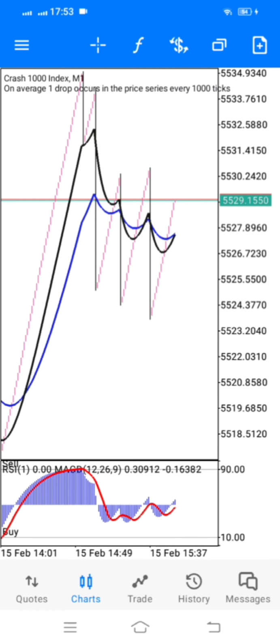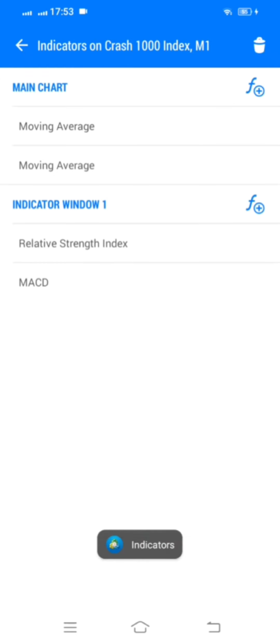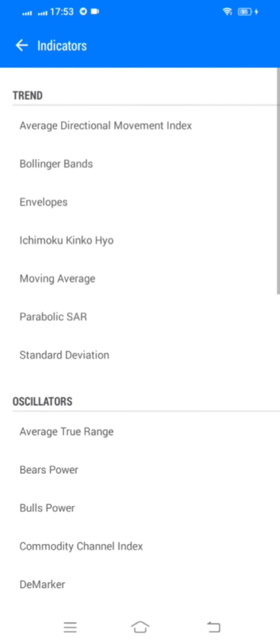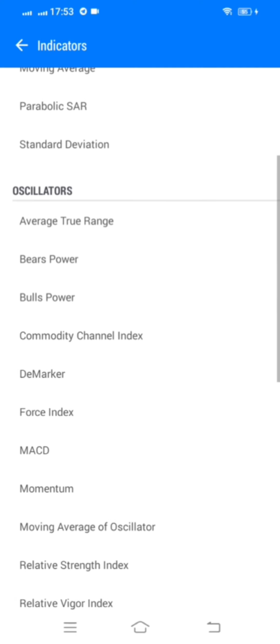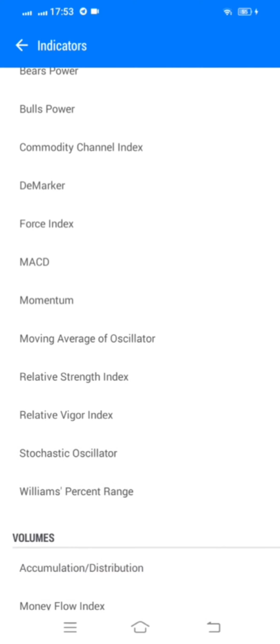Then we're going to go back and click on the F icon again, because we're going to load another indicator. This time, we're going to click on the F plus on the main chart. So I'm going to click F plus, and then we're going to add another RSI, another relative strength index.